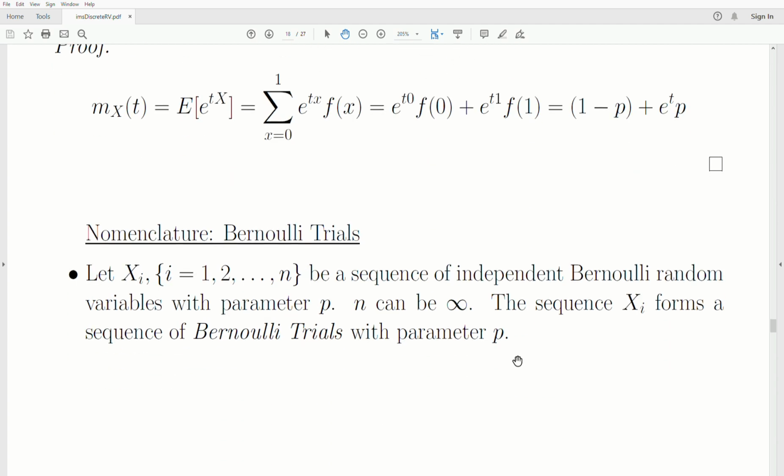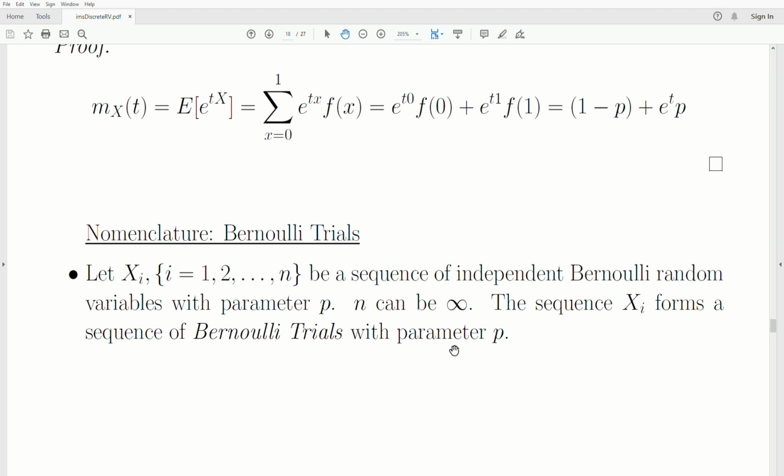Now, some nomenclature that we're going to use in upcoming videos. It's the concept of Bernoulli trials. And we're going to use it over and over and over. And so I wanted to define it. Let xi, i goes from 1 to n, be a sequence of independent Bernoulli random variables with parameter p. Now note, n can be infinity. The sequence xi forms a sequence of Bernoulli trials with parameter p.